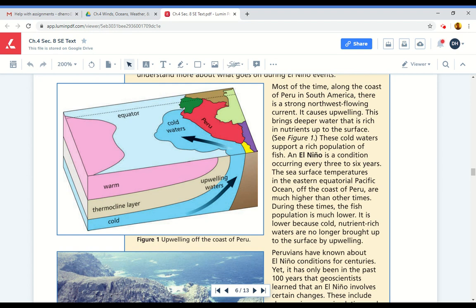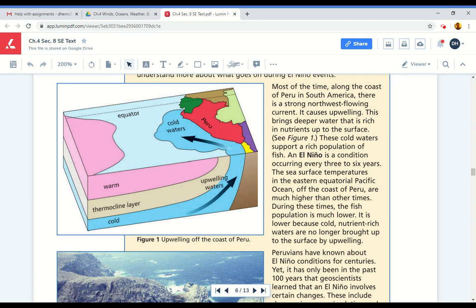Most of the time, along the coast of Peru in South America, there is a strong northwest flowing current. It causes upwelling. This brings deeper water that is rich in nutrients up to the surface. These cold waters support a rich population of fish.